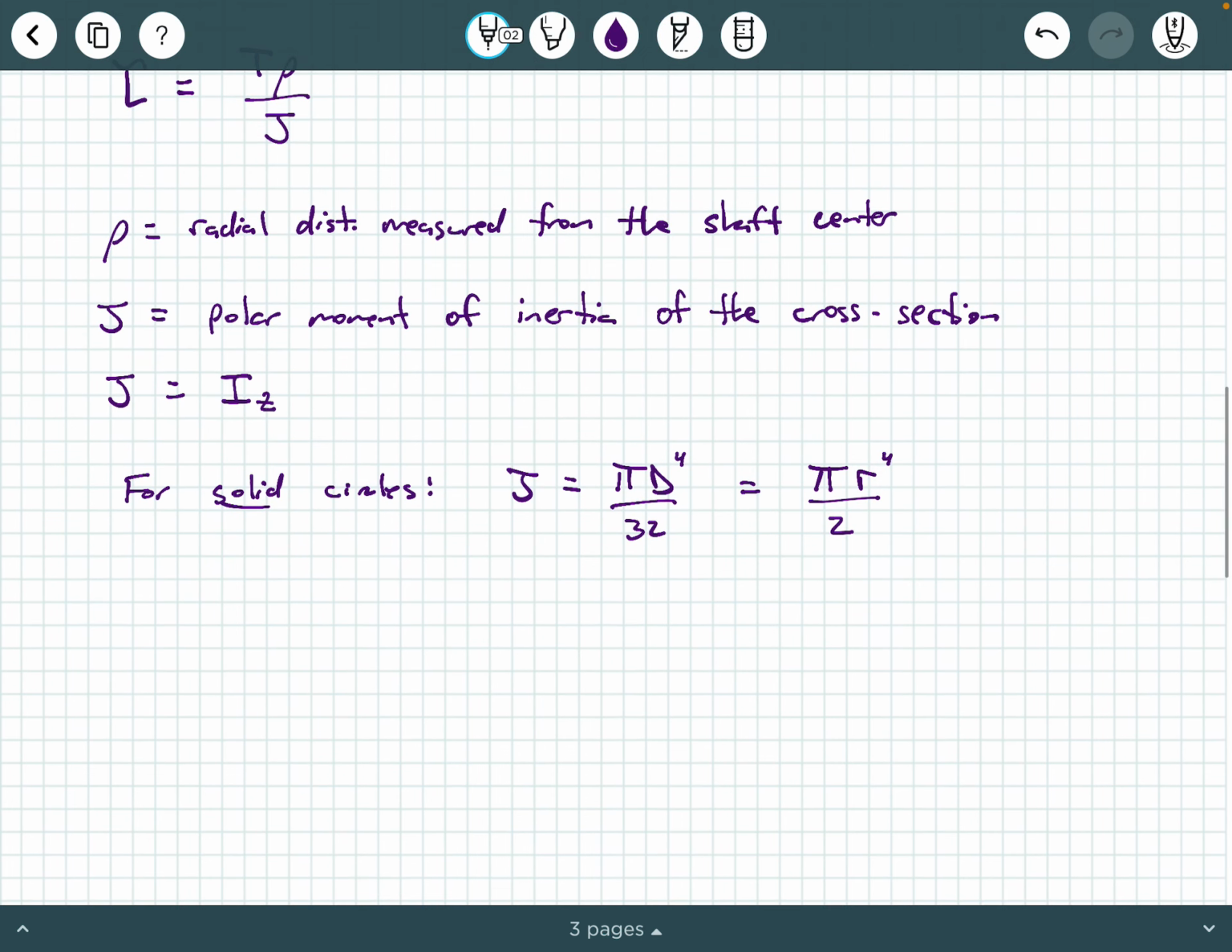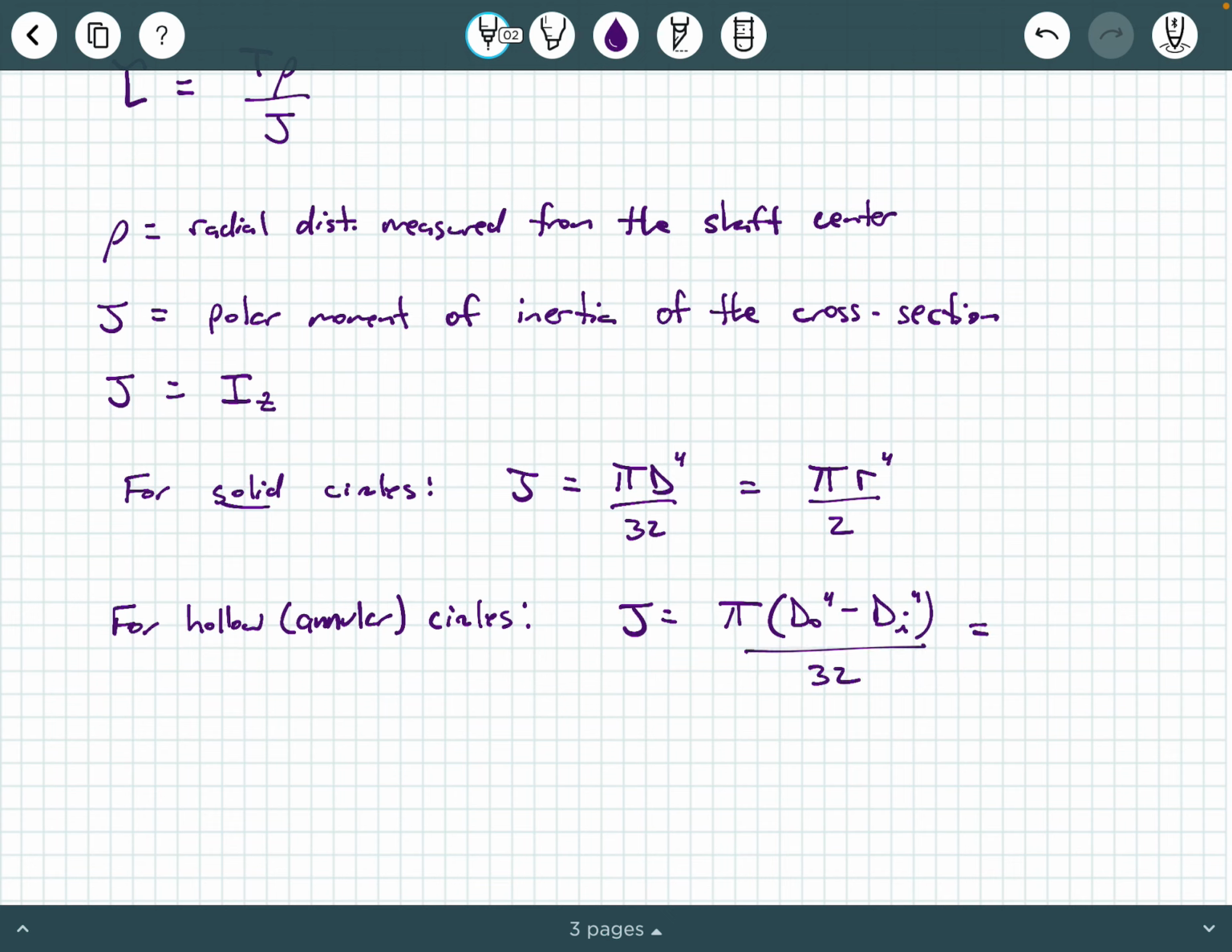Now, what about for hollow circles? So like pipes, for example. So for hollow, or sometimes called annular circles, we've got J equals pi times d outer to the fourth minus d inner to the fourth all over 32, or you could write that as pi times outer radius to the fourth minus inner radius to the fourth over 2. Okay, so be very careful with what kind of shape you have. And remember, these are both for circular shapes. So you have solid circles or you have a hollow circle, okay?